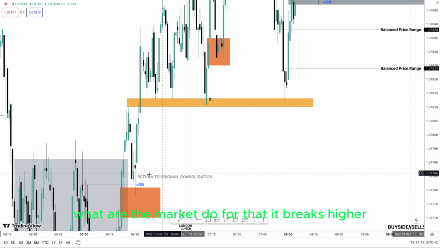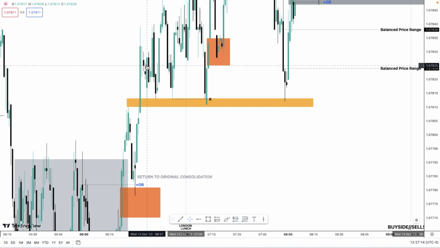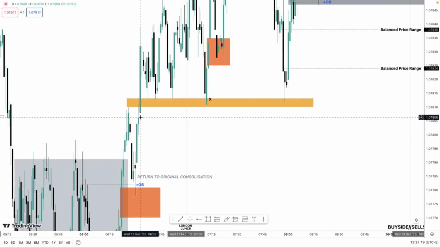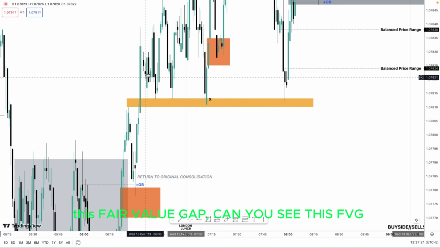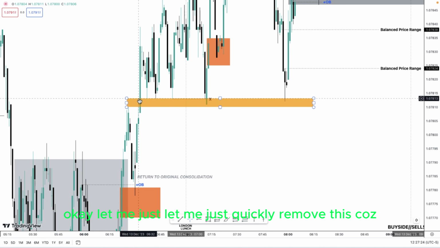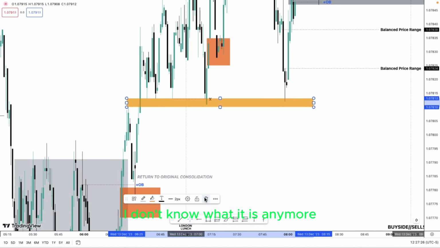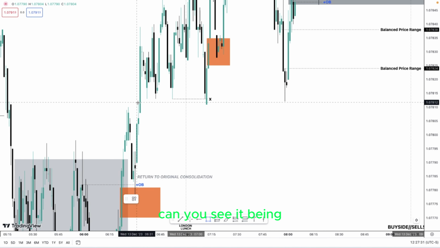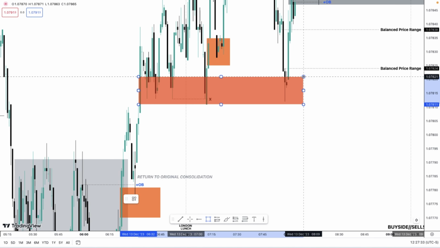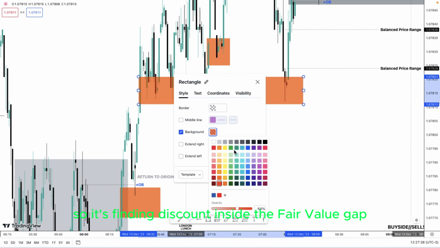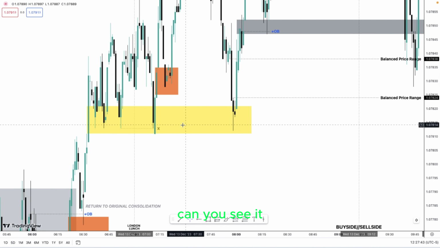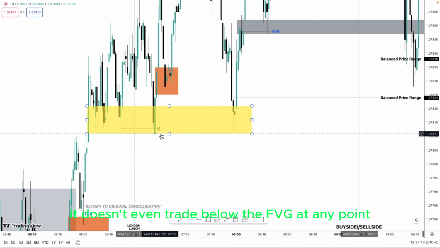What does the market do after that? It breaks higher, leaving this fair value gap. Can you see this fair value gap there? Okay, let me just quickly remove this because I don't know what it is anymore. This fair value gap, can you see it being used as some support level? So it's finding discount inside the fair value gap. It doesn't even trade below the fair value gap at any point.